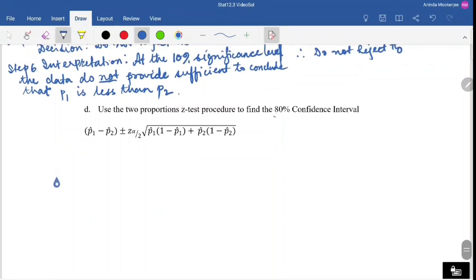The confidence interval, all right, we need to find alpha by 2. And once we have alpha by 2, we will know how to find the z value from the table, correct?